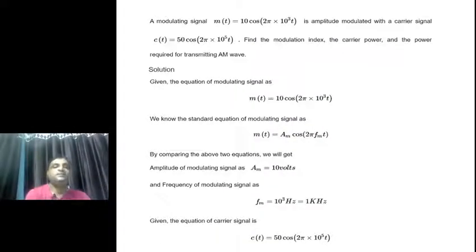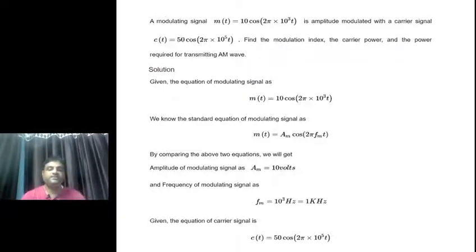Then I give you an example. Modulating signal mT equals 10 cos 2 pi into 10 to the power 3 t is amplitude modulated with the carrier signal given here. Find the modulation index, carrier power and power required for transmitting the AM wave. So mT equals 10 cos 2 pi into 10 to the power 3 t. If we compare with the standard modulating signal, then we get AM equal to 10 volt, FM equal to 10 to the power 3 hertz, that is equal to 1 kilohertz.